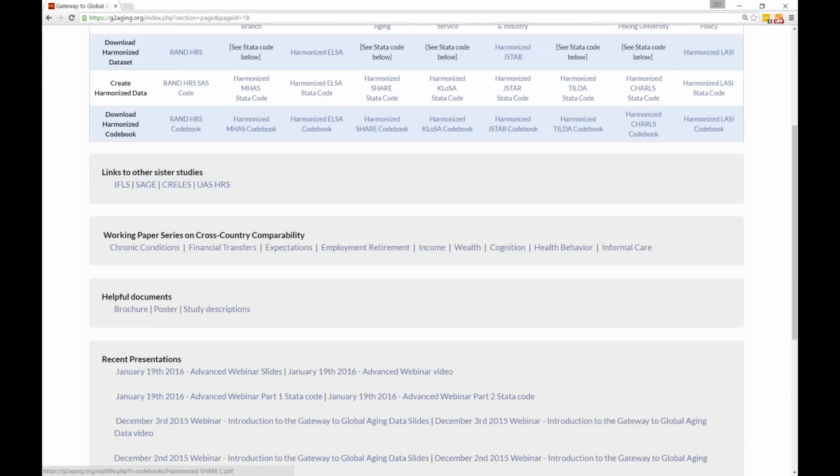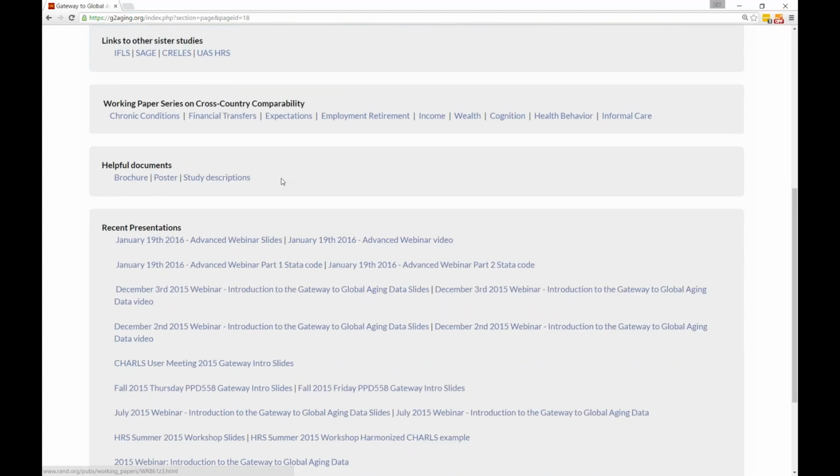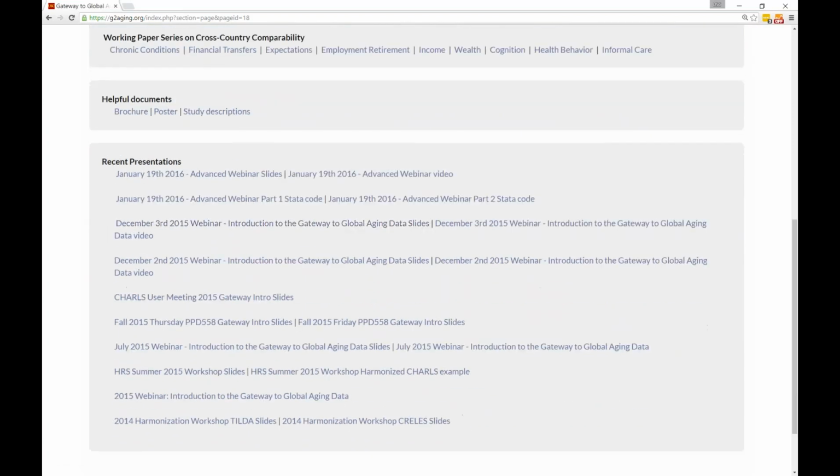Harmonized dataset codebooks. And then here I also want to highlight the working papers that I mentioned before. So here are all the working papers: chronic conditions, financial transfers, expectations. You can download any of these here. And then we also have a recent presentations box here at the end, and this is where I'll be adding the slides for this webinar today, after the webinar.